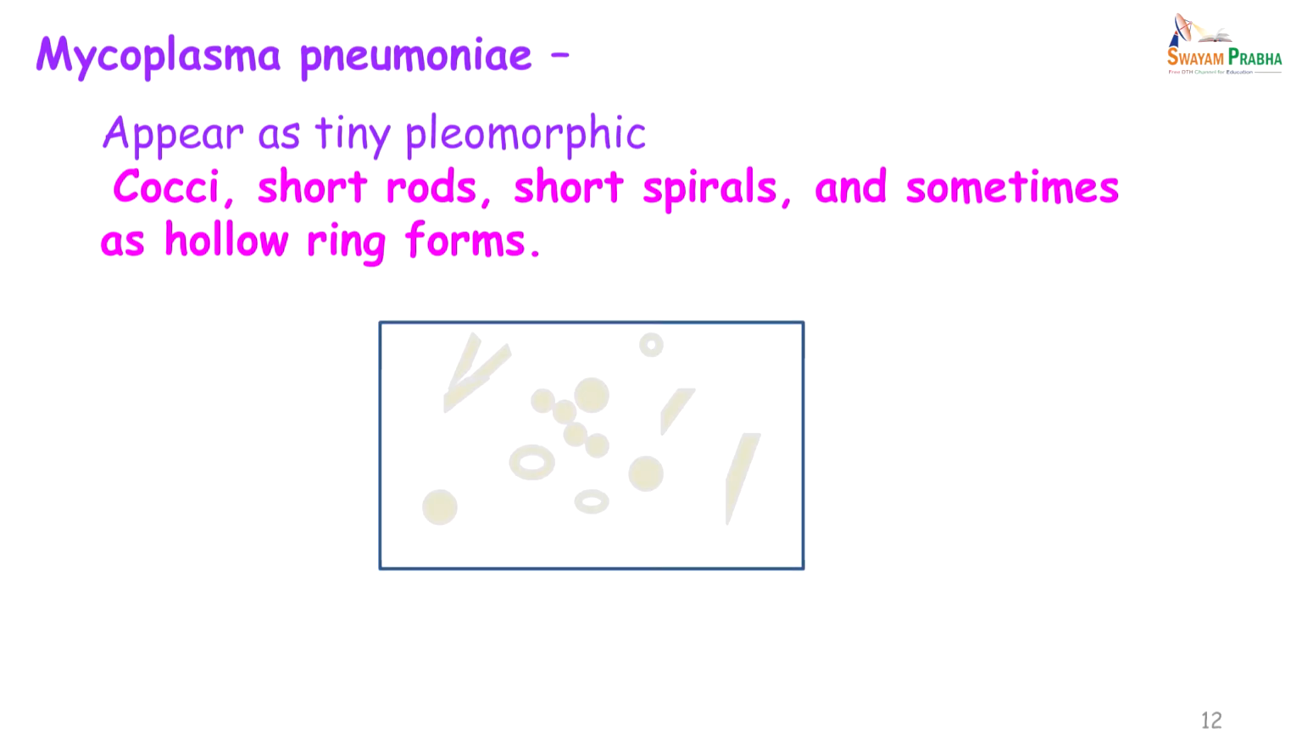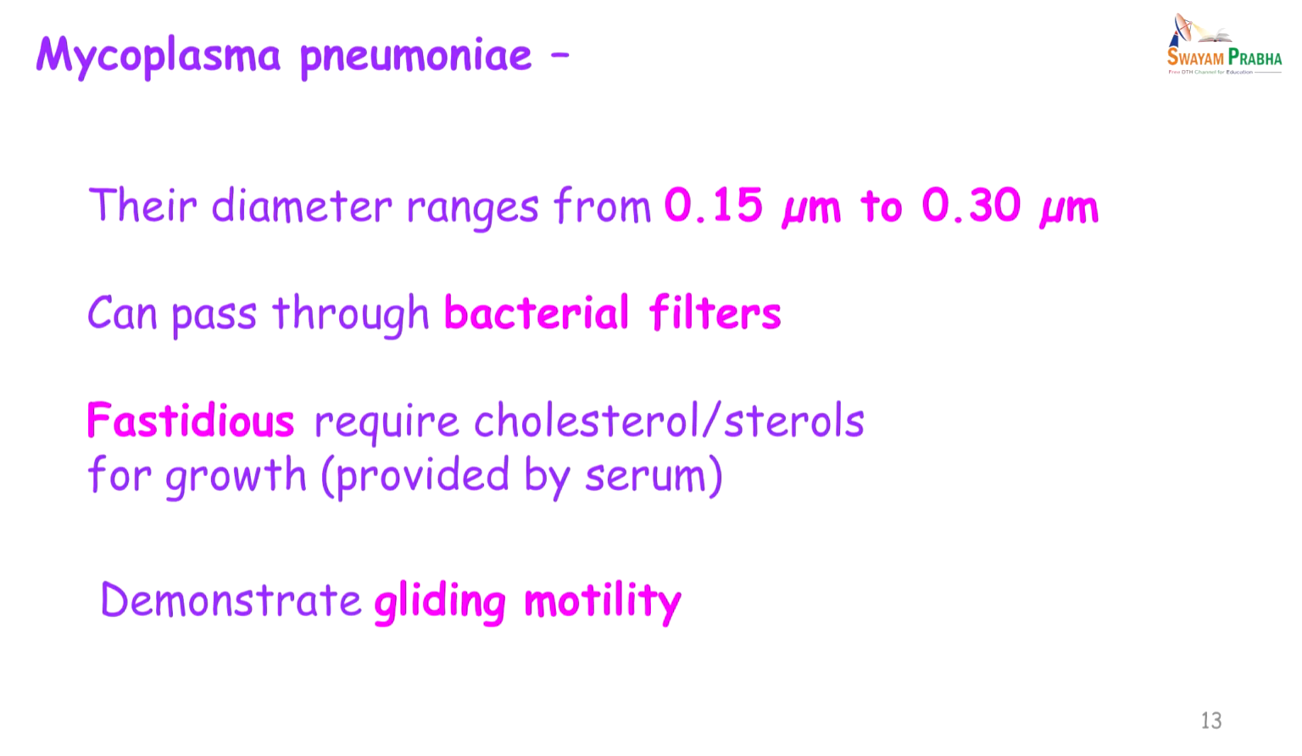They appear as tiny pleomorphic cocci with short rods, short spirals, and sometimes as hollow rings. Their diameter ranges from 0.15 micrometer to 0.3 micrometer. They can pass through bacterial filters. They are fastidious and require cholesterol and sterols for growth, which are provided by serum which we add to the medium. And they demonstrate what we call a gliding motility.